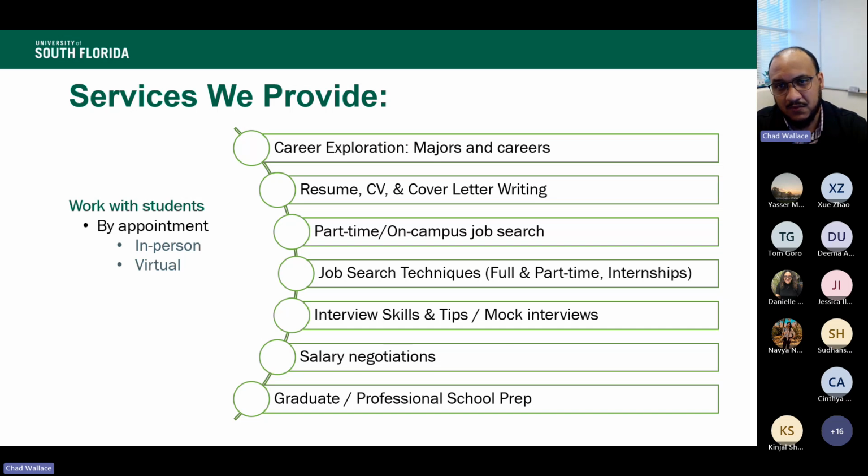And then last but not least, if you are wanting to explore further education, whether that's grad school or professional school, we can help you with that, coaching you through that process of choosing the right program for you, and being able to help you with those application materials and requirements.